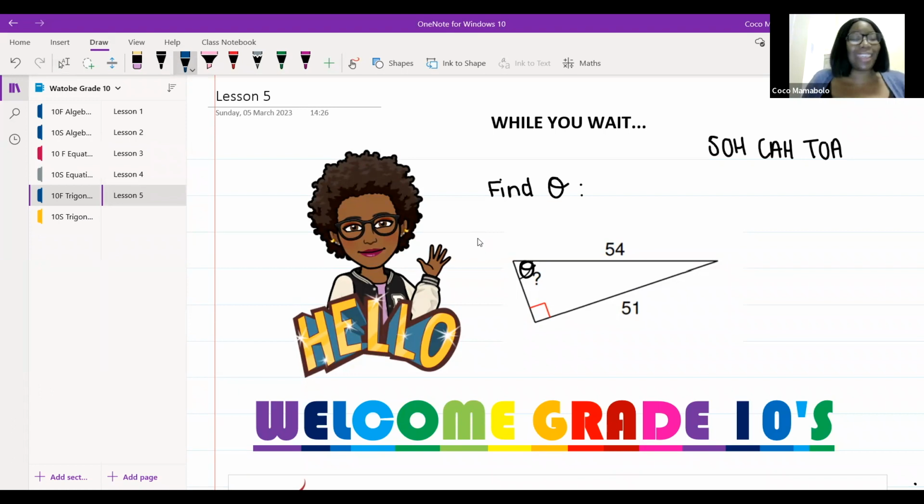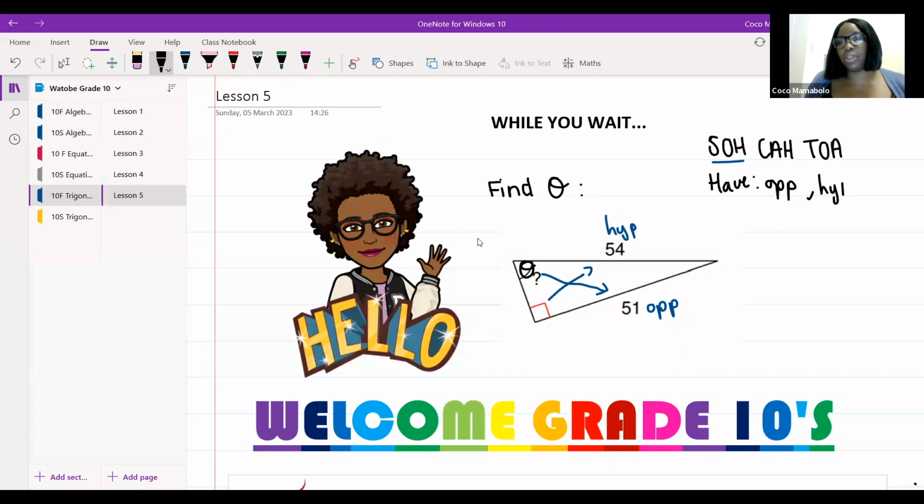Yes, theta has a side opposite to it. And then opposite to my 90-degree angle is my hypotenuse. Now, if I have to look for something that uses opposite and hypotenuse, that's going to be my SOH, O and H. What do I have? I have my opposite side and I have my hypotenuse side. What do I want? I want my angle.